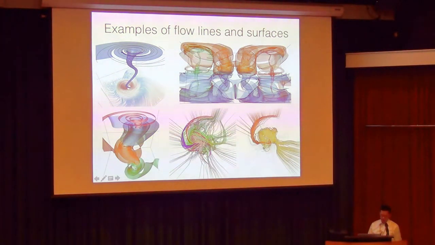And this is just showing you the flow surfaces and a few other examples using the string surfaces. And this is a bundling of the string lines of the supernova data set.